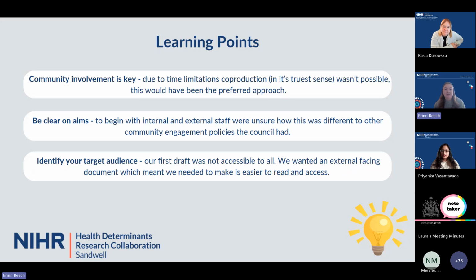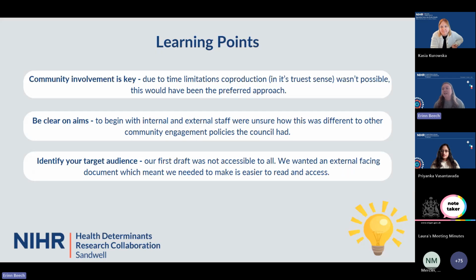So I know, like Priyanka mentioned, this was a lot of the feedback. People were a bit confused how it was different to any other community engagement plan that we had within the council. So we needed to be a bit more clear to begin with on actually how this was different and how it was getting within a gap within the council that we've not already got there, and then identify your target audience.